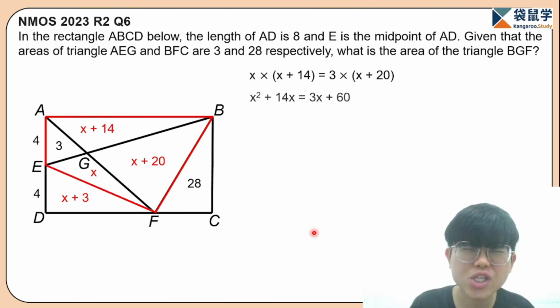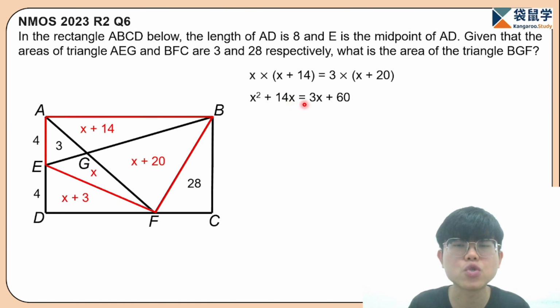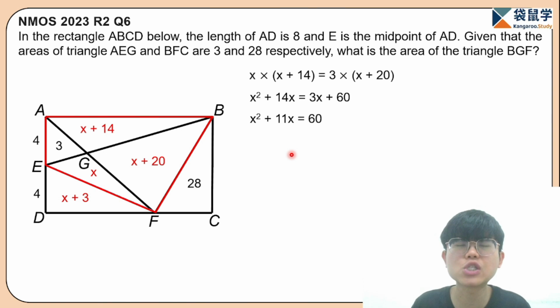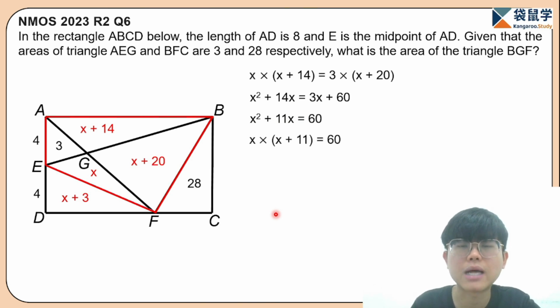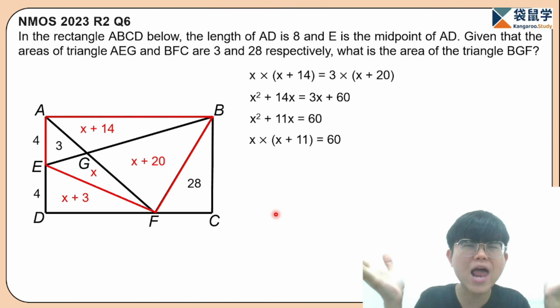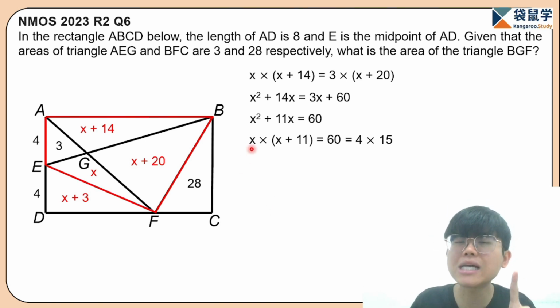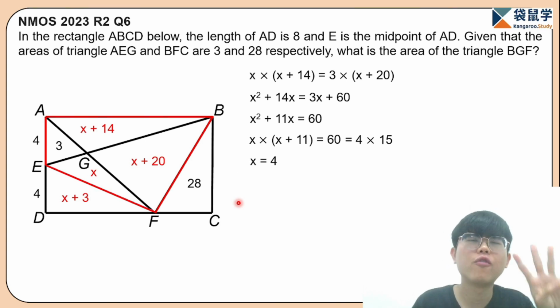First, try to remove the brackets. You get x squared plus 14x equal to 3x plus 60. The next thing, move the x to the same side. You have x squared plus 11x equal to 60. Then extract out the common factor x, and you get x times (x plus 11) equal to 60. Now we need to find the value of x. After you try it out, you will see that 60 can be written as 4 times 15. So x will be equal to 4.